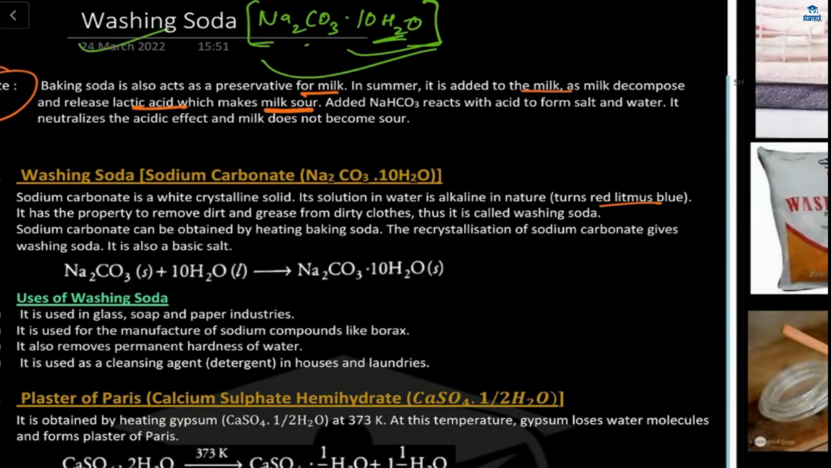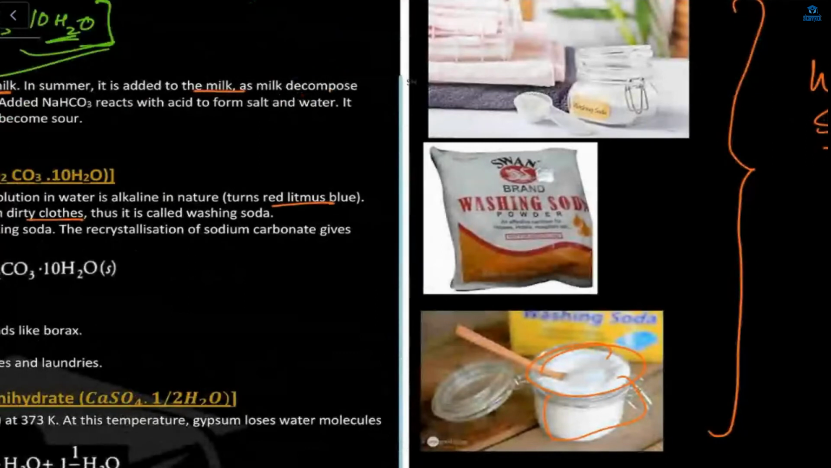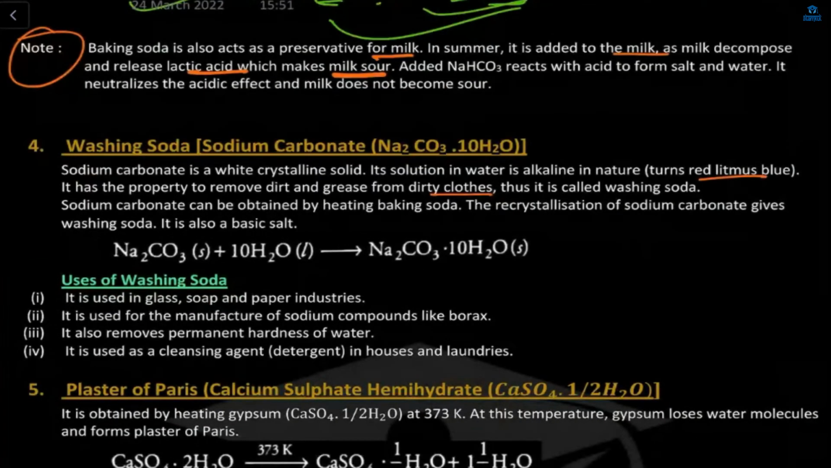If it's alkaline in nature, then it turns red litmus into blue. It has the property to remove dirt and grease from dirty clothes. Obviously, the detergent, the Nirma and all, you know, they help to remove the dust and the grease from the dirty clothes. Thus, it is known as washing soda because it washes our clothes to remove the dirt and grease.